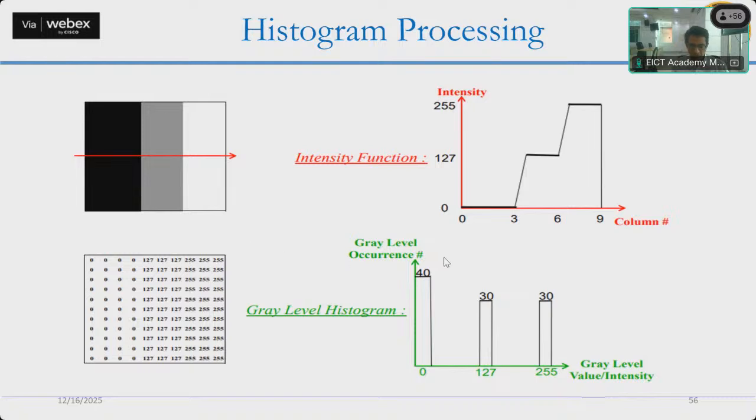What about the gray level histogram? When we draw the gray level histogram, the zero value is 40, so you can count these four columns across these 10 rows, so this is 40. For the 127 value, how many counts are there overall in the image? That is 30. How many values are at 255? That is also 30. So we are analyzing in terms of the pixel intensity value.